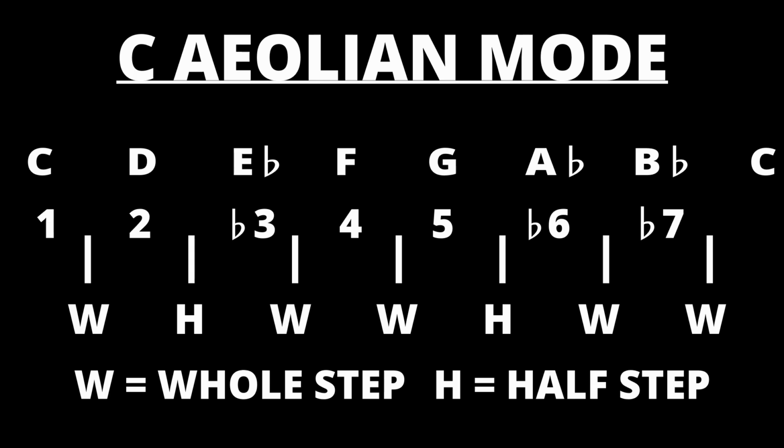The sixth mode is called the Aeolian Mode. You may know it as the natural minor scale. It has the interval pattern whole, half, whole, whole, half, whole, whole. C Aeolian has the notes C, D, E flat, F, G, A flat, and B flat, with the scale degrees 1, 2, flat 3, 4, 5, flat 6, and flat 7.